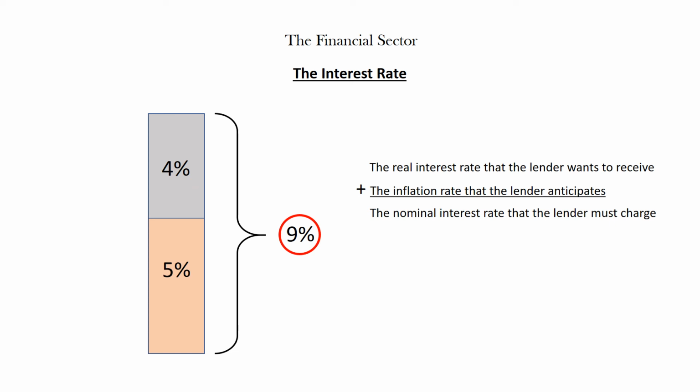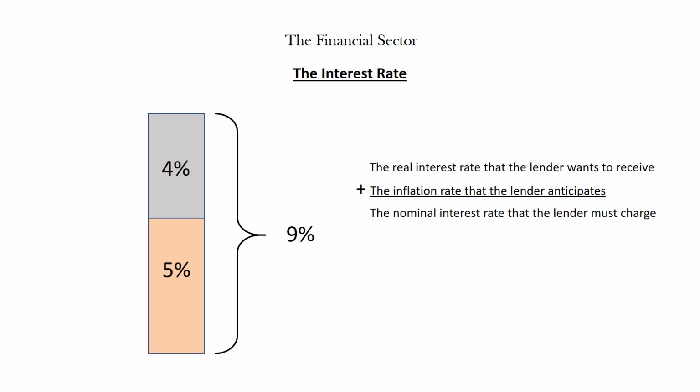The idea, of course, is to use that gray cost of inflation box as a buffer. Then, if inflation, shown here as shaded in red, turns out to be exactly what the lender projected, inflation will eat away at the 4% buffer and leave the lender with the 5% real rate of return that he wanted in the first place. But what if inflation wasn't exactly what the lender anticipated?